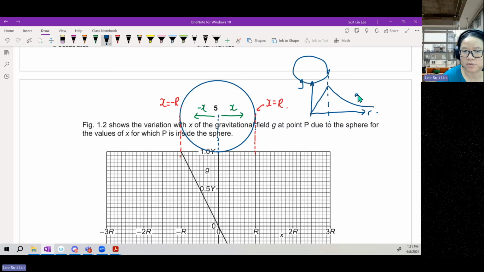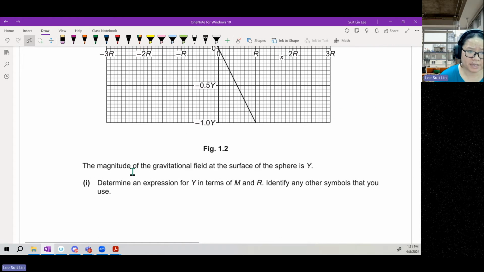Okay. So outside, g is inversely proportional to r squared. Inside, g is proportional to r. The magnitude of gravitational field strength at the surface is Y. Like I said, they can use any alphabet they like. Determine an expression for Y in terms of M and R. Identify any other symbols that you used.